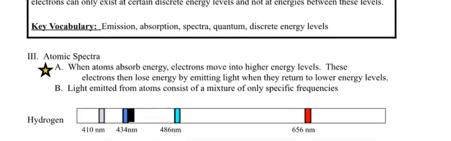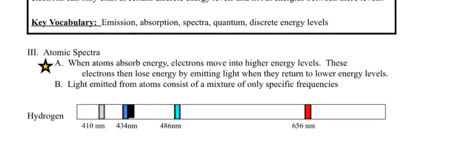All right. So these wavelengths in nanometers can be calculated into exact frequencies, and these exact frequencies can be converted into exact energies. Well, what are those energies? When atoms absorb an exact amount of energy, electrons move into higher energy levels. These electrons then lose an exact amount of energy by emitting light when they return to lower energy levels. We'll show you what that means in a minute.